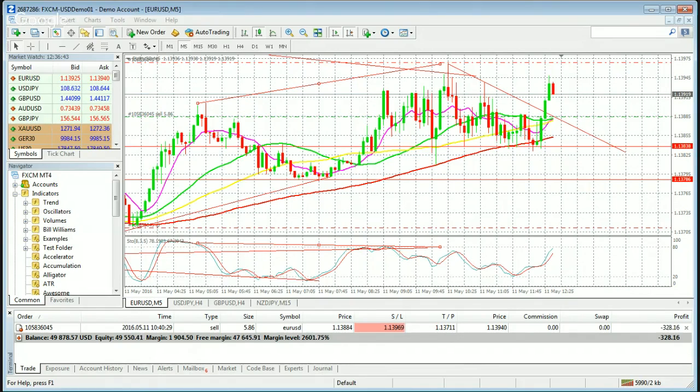Starting to get a bit of a little push down. Let's see if that's going to have any effect.